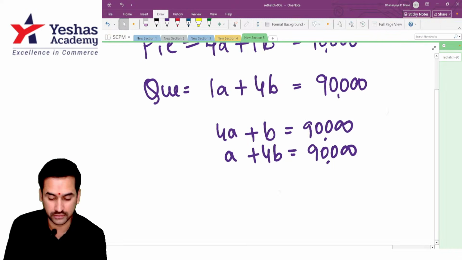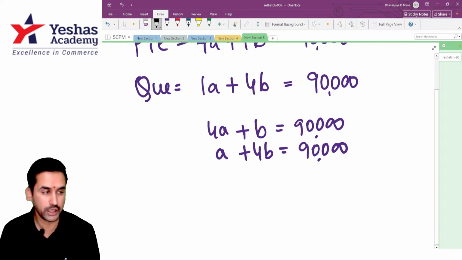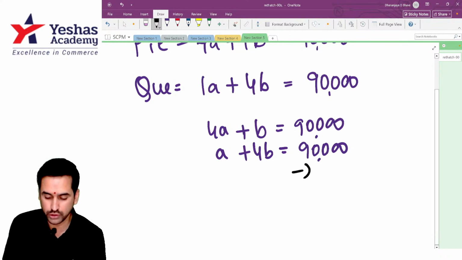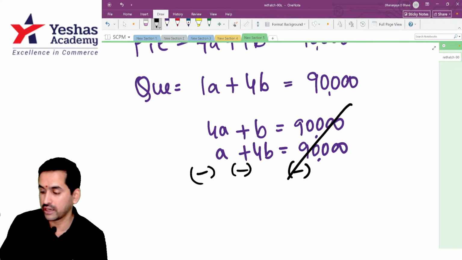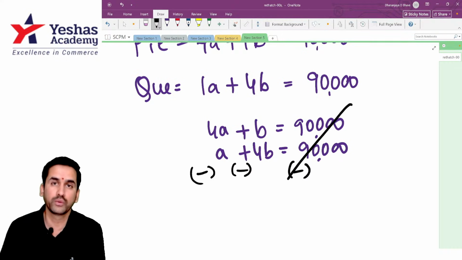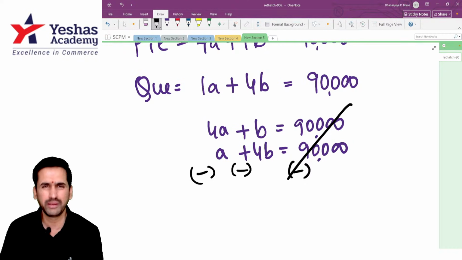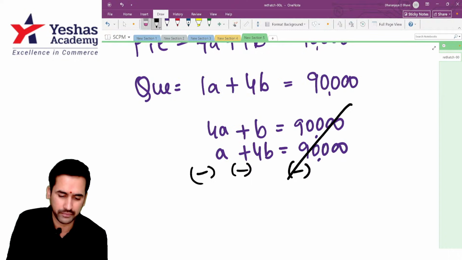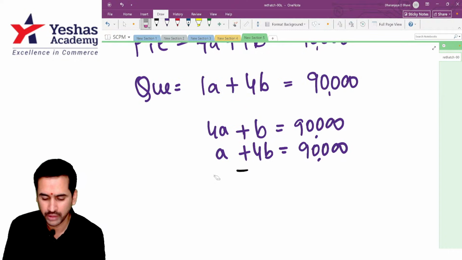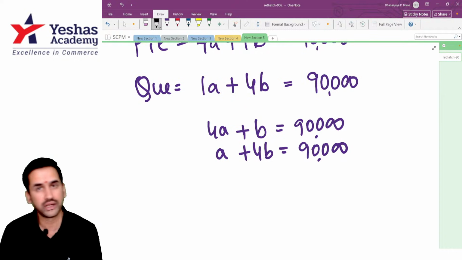Correct? Sir, this looks like a simultaneous equation. Correct? Sir, we should change the sign. If you change the sign here, 90,000 and 90,000 will get cancelled. Then you will be left with A and B, or X and Y. Many people prefer assuming it as X and Y. It is same, no problem. But we should not cancel 90,000, 90,000.